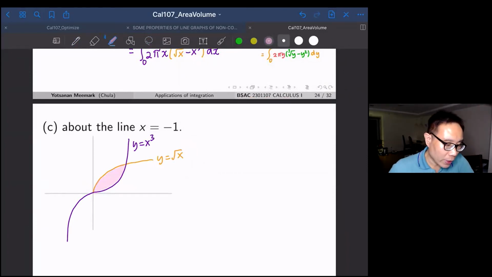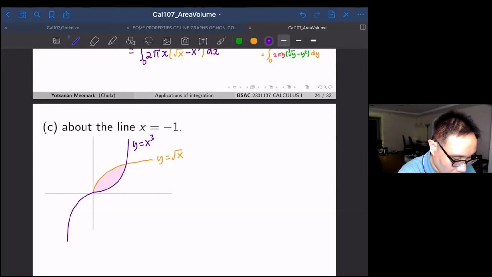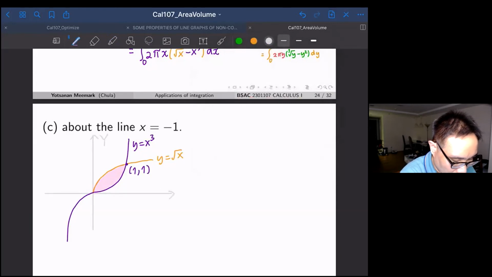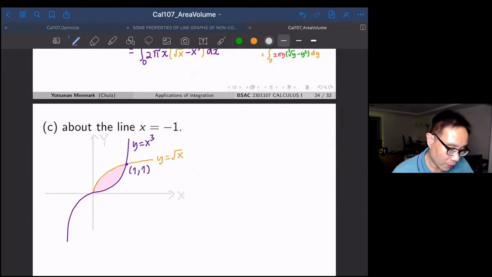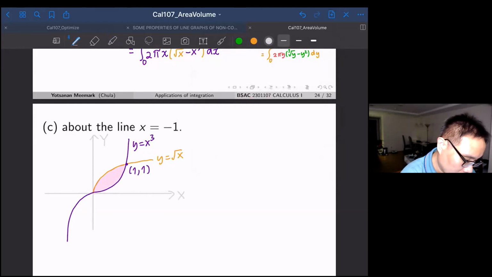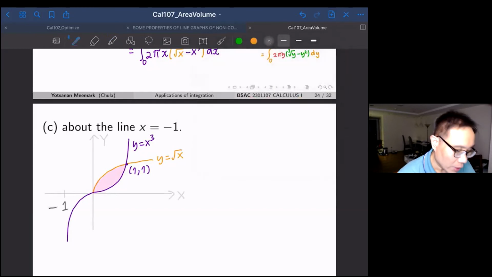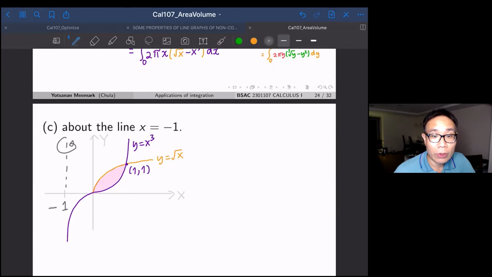Okay, and you have it about the line x equal to -1. So you have x equal to -1. So this one is 1, 1. And you have y and you have x. In this case you have x equal to -1, which is here. You have -1, and this is the line x equal to -1, and you're gonna rotate this region about this line.